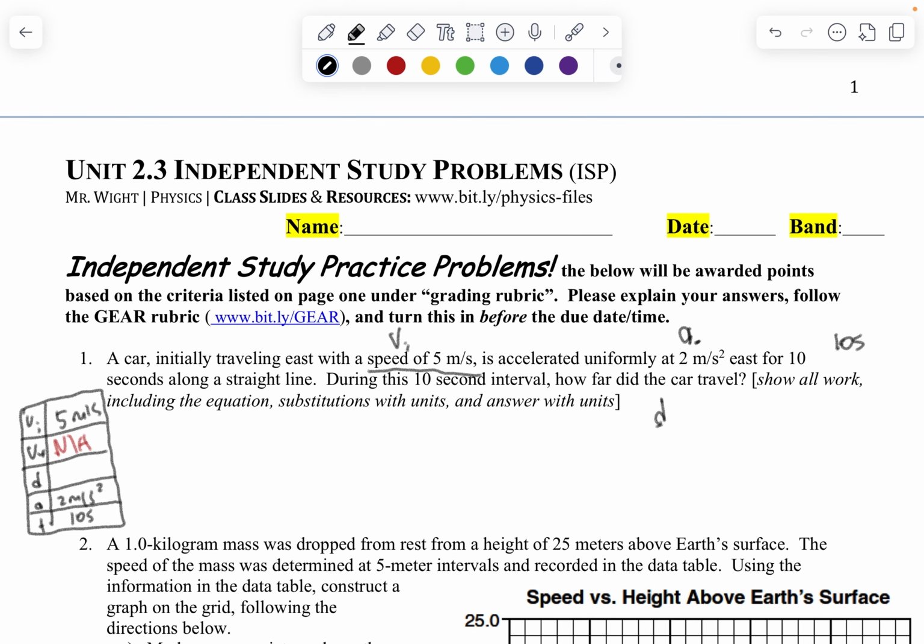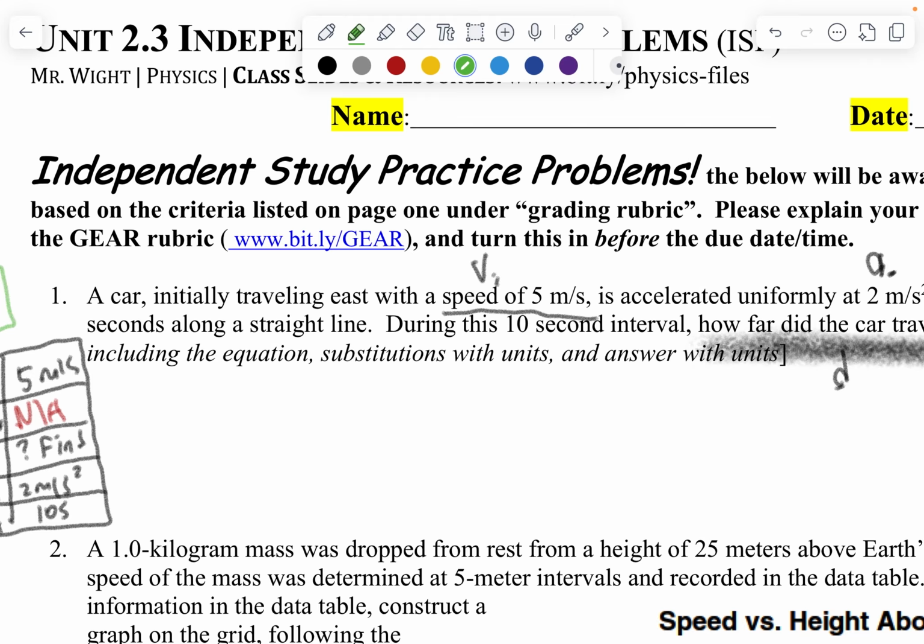And then displacement. We're also not given anything about displacement, but we're not going to write NA because we are given a little piece of information, and that is we're trying to find displacement. We have right here how far did the car travel. So you can write a question mark, find, whatever floats your boat. Okay, so let's label that as G, what we're given. It can be really helpful to label the steps we're taking when we solve the question. And so now let's go on to E.